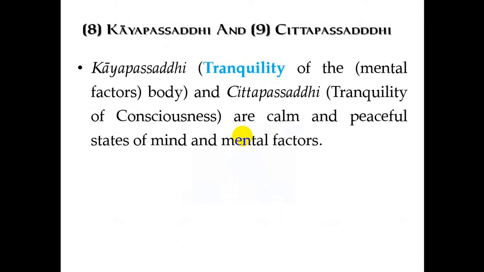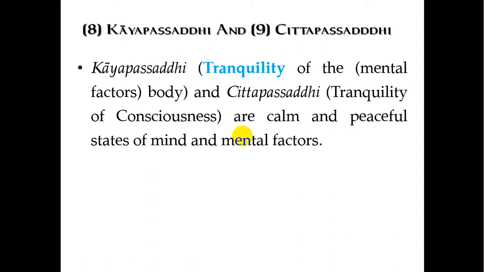The next one is the pair, right? Kaya Passaddhi and Chitta Passaddhi. Actually, Passaddhi here means tranquility. In the 7 Bojjhanga, we have Passaddhi, right? Tranquility. So we have 2 types of tranquility: tranquility of the mental factors and tranquility of consciousness. So they are a calm and peaceful state of mind and mental factors.